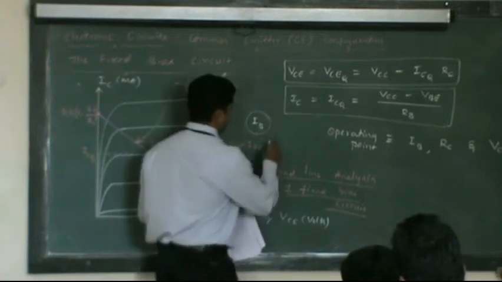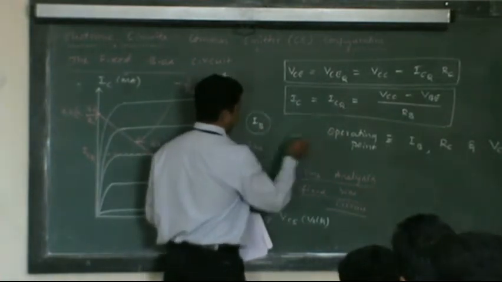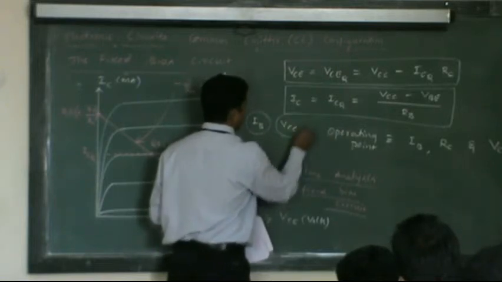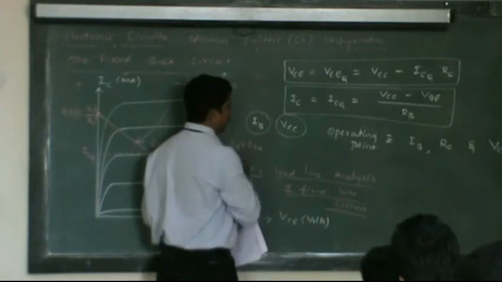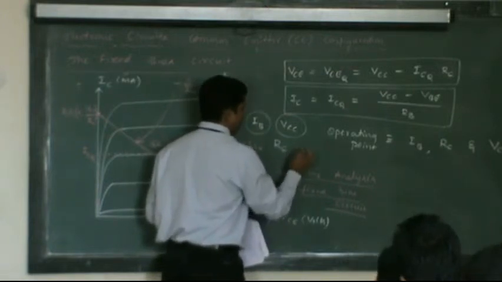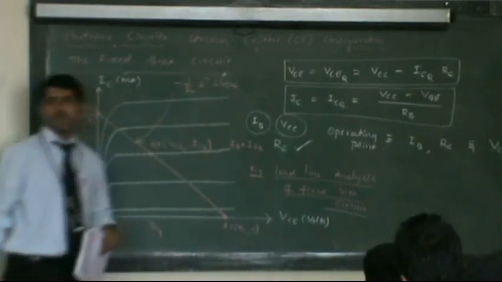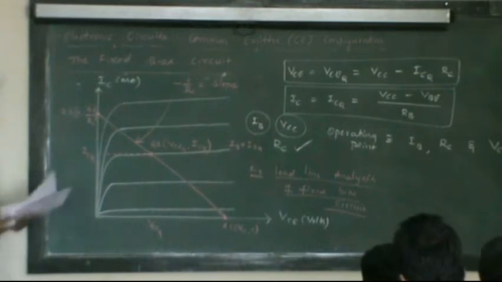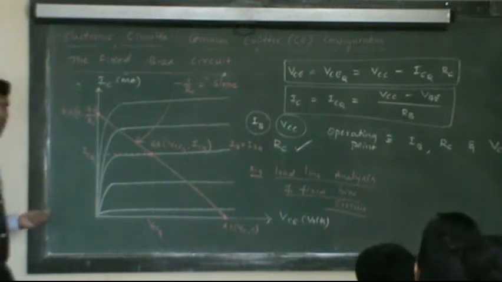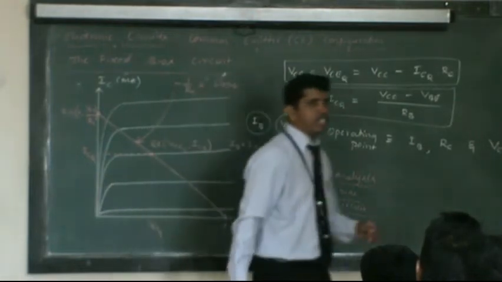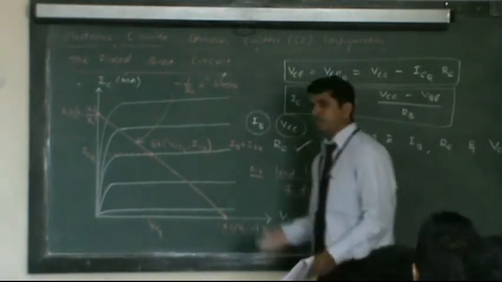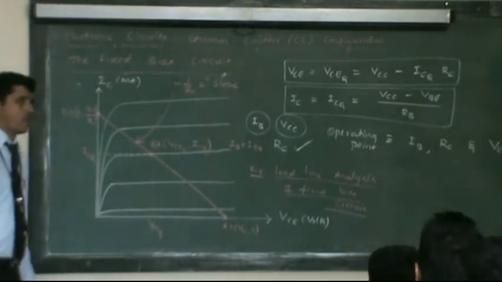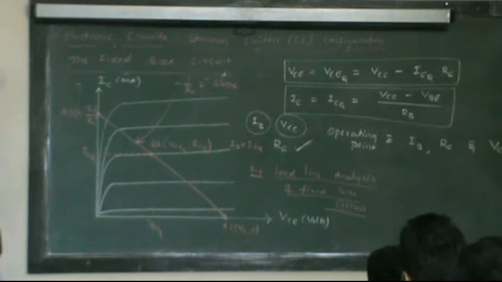The second case: IB is constant and VCC is constant. I am not going to vary IB and VCC, but only RC is variable. Now look at how the operating point varies. If I decrease RC, where does the operating point move? If I increase RC, where does it move? You can analyze from the characteristics. Suppose I decrease RC. I just want to know whether the operating point moves up or down.